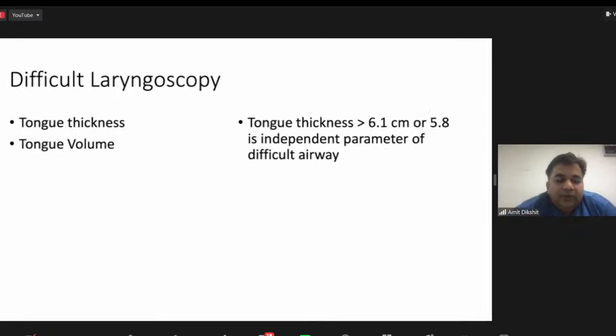Difficult laryngoscopy: the tongue volume, the tongue thickness, most of us practice tongue thickness. Tongue volume is another skill set where the articles have come to a consensus of something around 5.8 to 6. When the thickness is more than that, then it is difficult laryngoscopy because the tongue is coming in the way and it is difficult to squeeze it and move it aside.